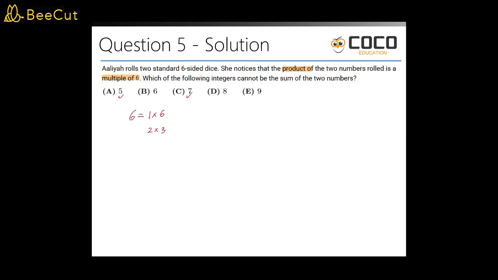Then let's try if the product is 12, it can be 2 times 6, or it can be 3 times 4. 2 plus 6 is 8. So we are able to get 8. 3 plus 4 equals 7. We are able to get 7. Next, we can try the product equals 18. 18 can only be 3 times 6. So 3 plus 6 is 9. We can get 9. The only one that's not achievable is 6. We choose option B.